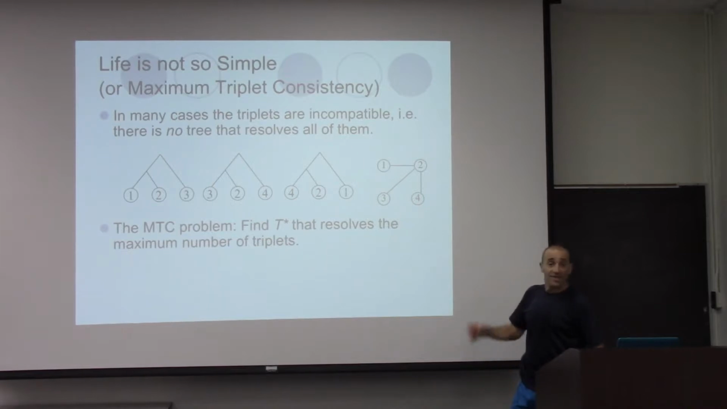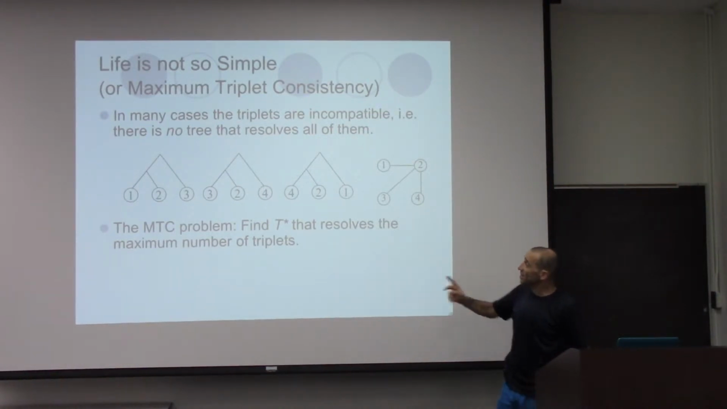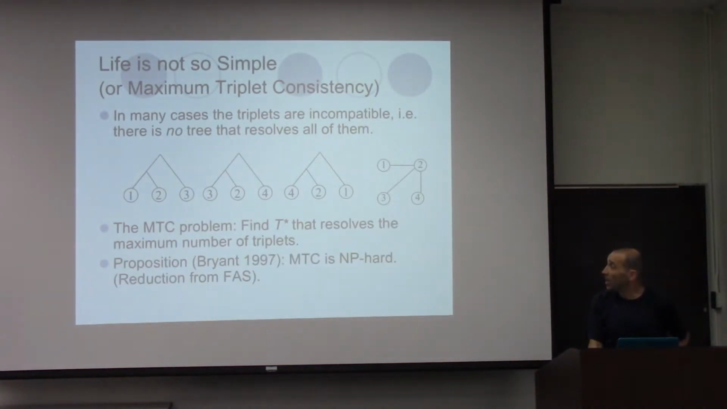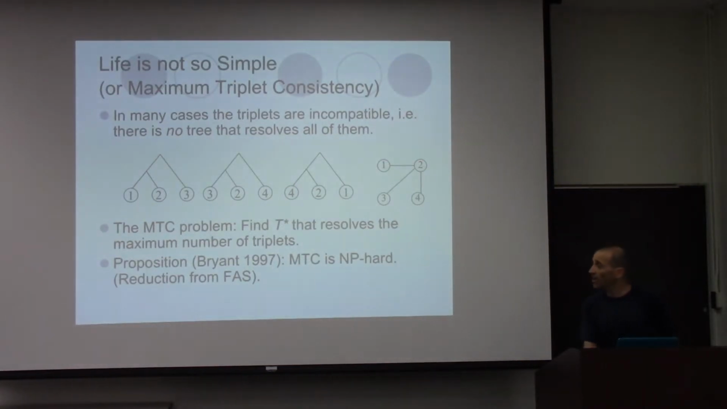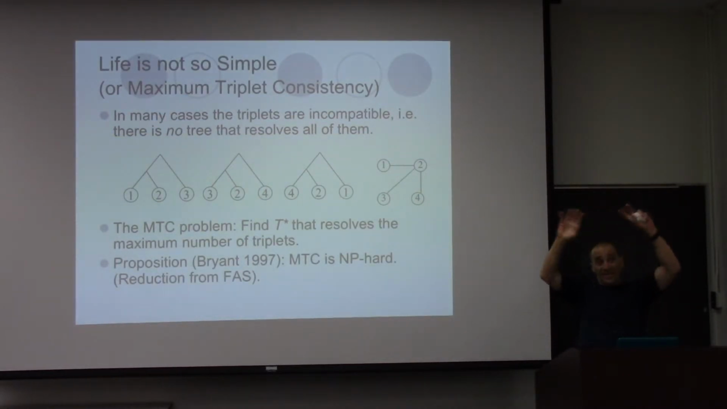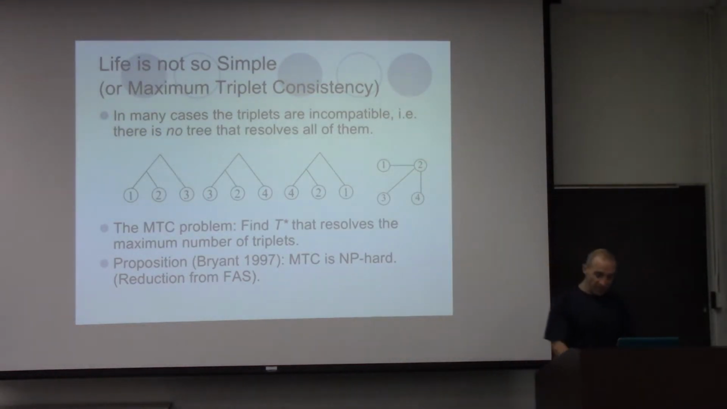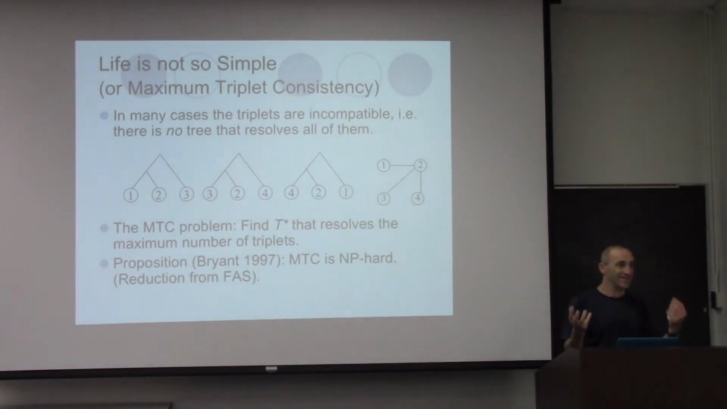Okay, so this gives rise to the maximum triplet consistency problem, MTC. Find a tree T star that resolves the maximum number of triplets, okay? And the proposition from '97: MTC is NP-hard. The reduction is quite nice and simple, constructing some cycle that I might return to tomorrow with tough combinatorics. The reduction is from feedback arc set. Like I said, I will touch here on basic notions from combinatorics and algorithms. So feedback arc set, NP-hard problem.